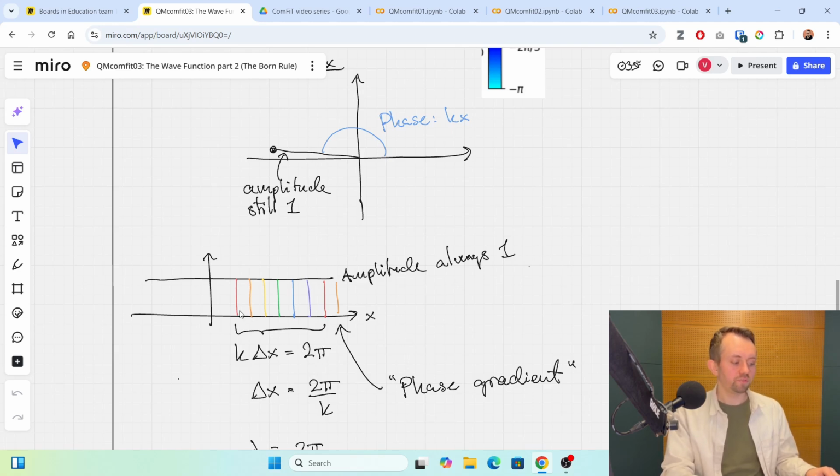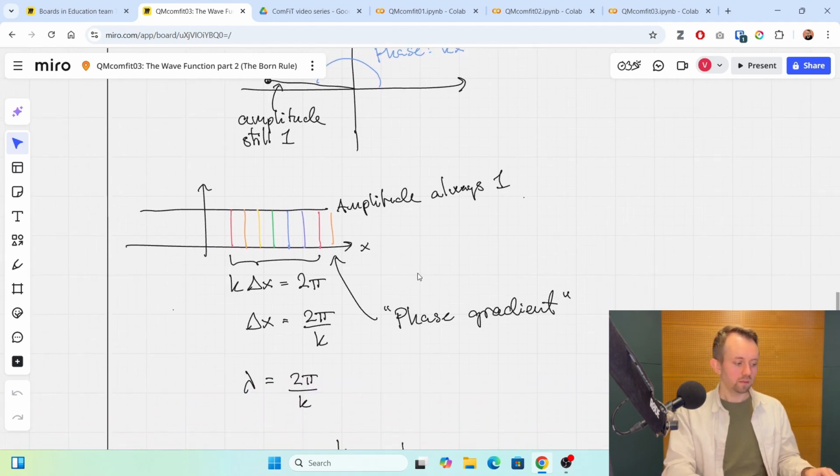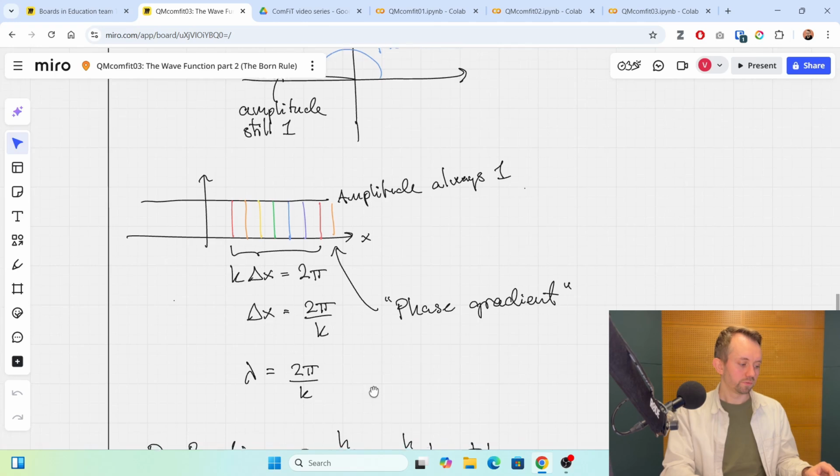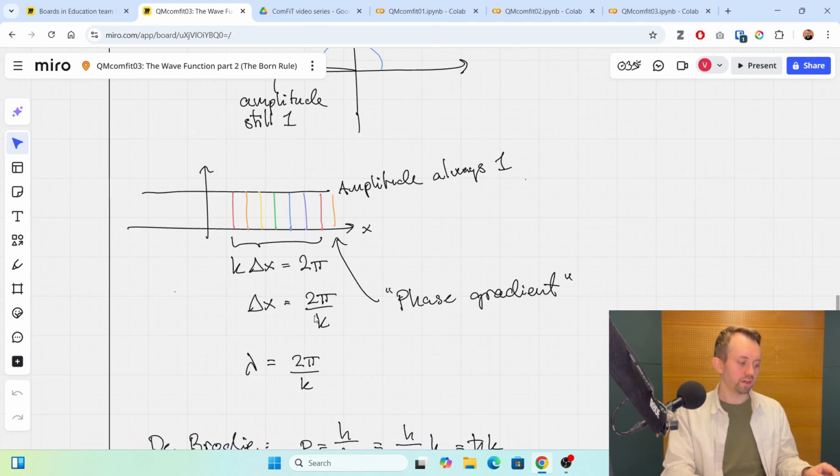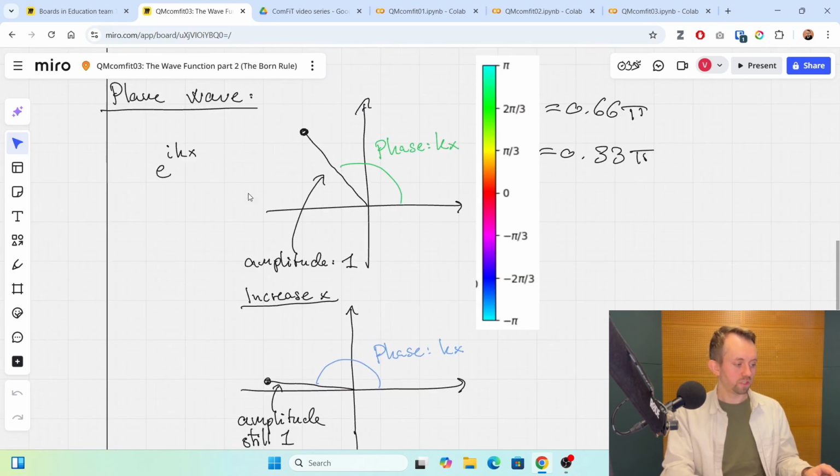And since the phase is changing, this is what's typically called a phase gradient. Because it's a gradient, it's changing, and it's in the phase. So it's a phase gradient. So if you hear that word, now you know what it means. And obviously, the distance from here to here when it repeats, that's what we call the wavelength of the plane wave. So the wavelength is defined as 2 pi divided by this k number, which is called the wave number.